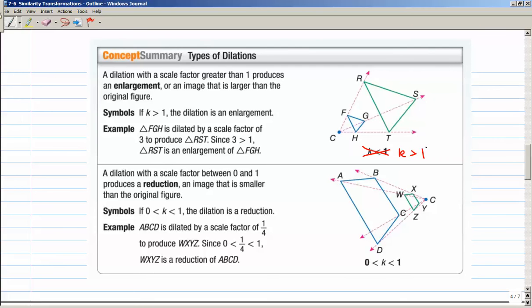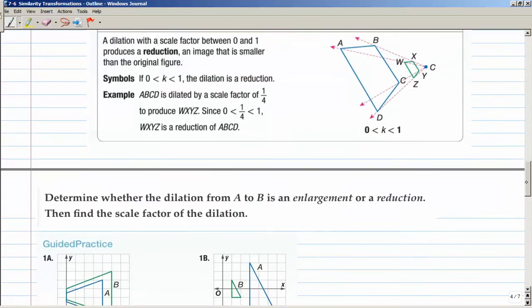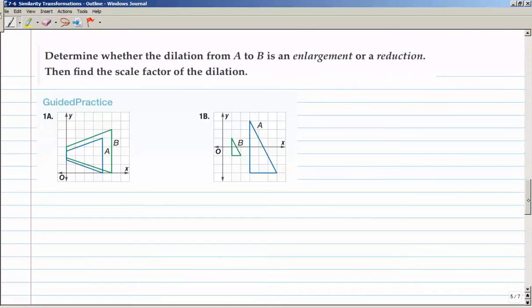The main thing to know is if the scale factor is greater than 1, it's an enlargement. If the scale factor is a fraction between 0 and 1, it's a reduction. So let's take a look at a couple examples from the textbook. Determine whether the dilation from A to B, so from blue to green, is an enlargement or a reduction, then find the scale factor. Okay, so for the first one here, we're going from A to B. Obviously that's an enlargement because B is bigger than A.